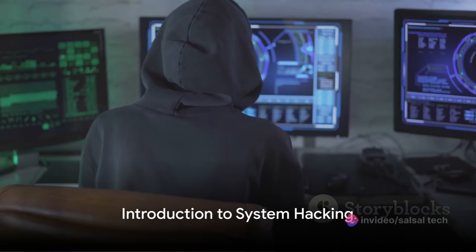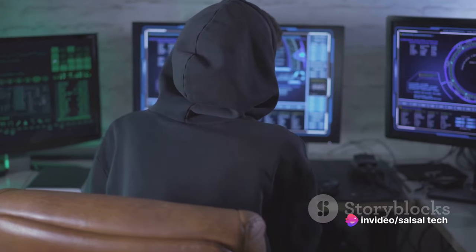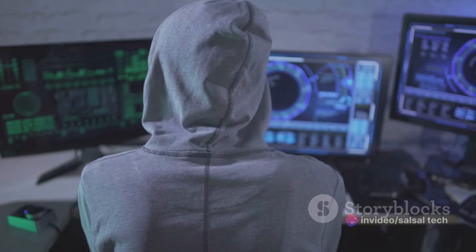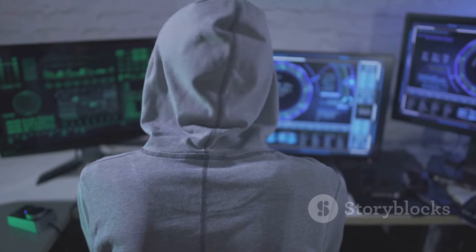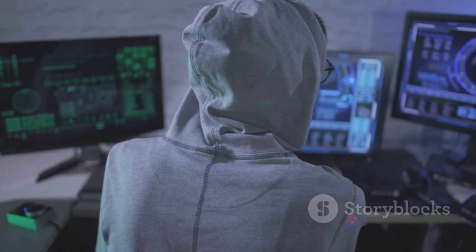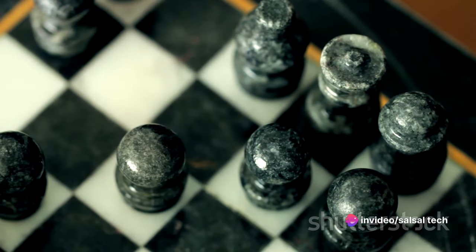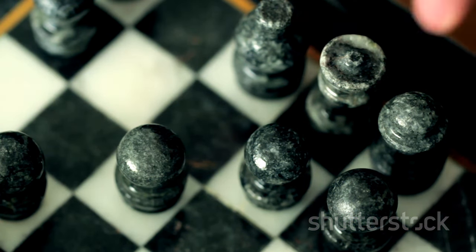Have you ever wondered what system hacking in cybersecurity really means? Well, let's unravel that together. System hacking is the methodical process of exploiting weaknesses in a computer system, a network, or an application. Intriguing, isn't it? It's like a game of chess where the hacker is constantly probing for vulnerabilities, the weak spots of the opponent, to make their move.